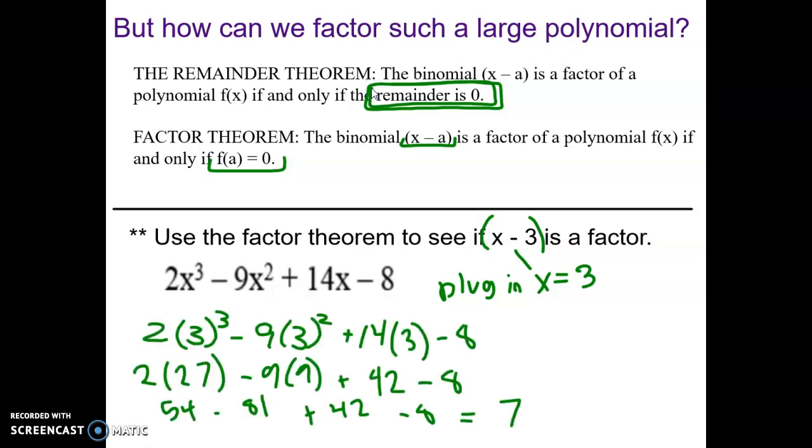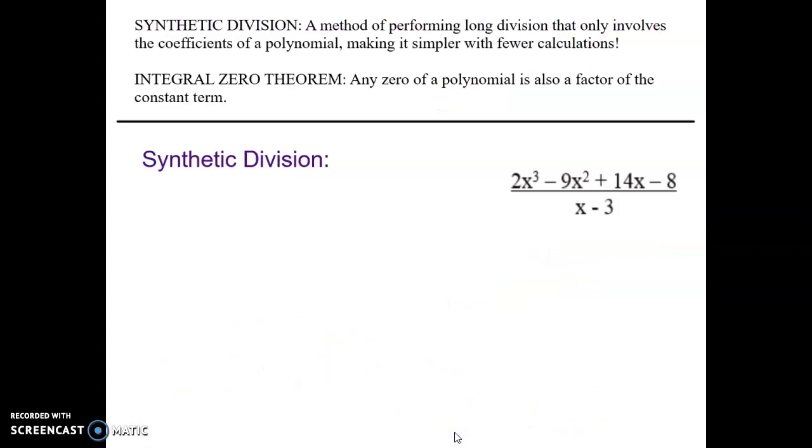Okay, so when we plug in 3, we end up with that this equals 7. 7 is not 0. So what this tells us is that x minus 3 is not a factor. And it's not a factor because the 3 did not fit in perfectly to get a remainder of 0. We got a remainder of 7. Okay? Now, instead of the factor theorem, you don't need to do these both, okay?